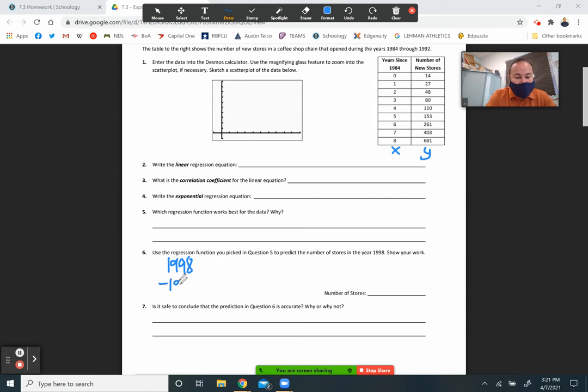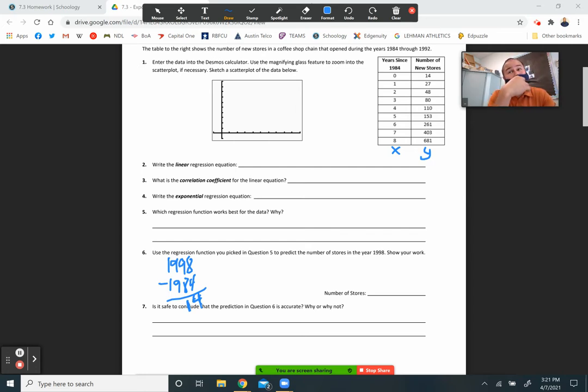Some of you can do this in your head. How many years have passed? From 1984 to 1998, 14 years have passed. So 14 is what I'm going to plug into x.